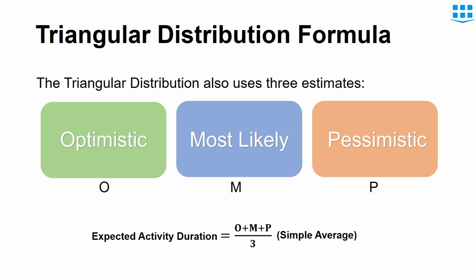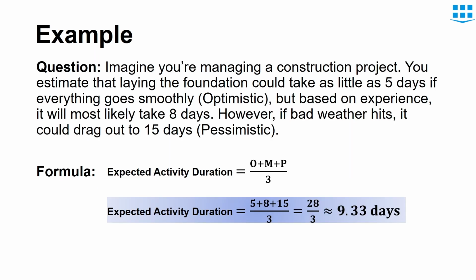The downside of this formula is that it does not take into account the historical data to make more accurate predictions. So for triangular distribution, we don't need historical data. It can be used for rough estimates, which is useful in certain situations. Now we'll use the same construction project example like we did in the PERT formula and calculate the value. Here you see that the activity duration is 9.33 days. It is more than the one we calculated in PERT formula, which was 8.67 days.